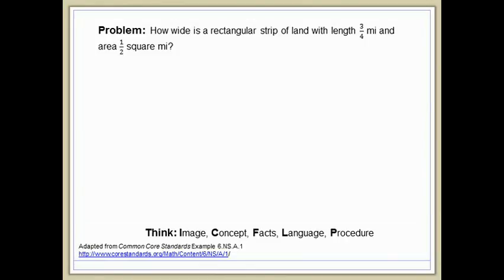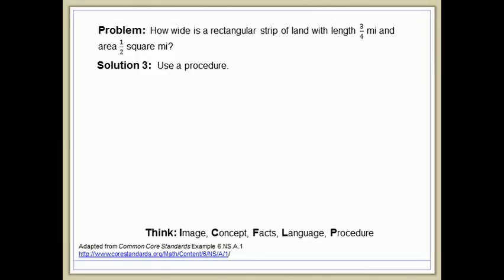So here's our problem again. How wide is a rectangular strip of land with length 3/4 mile and area 1/2 square mile? This time we use a procedure. Procedures are the ultimate goal for our teaching because they're so efficient. However, they're very abstract and they can easily be misunderstood. And so it's important before moving on to procedures to reinforce concepts and really solidify them with images and models and other ways of thinking about the problem.